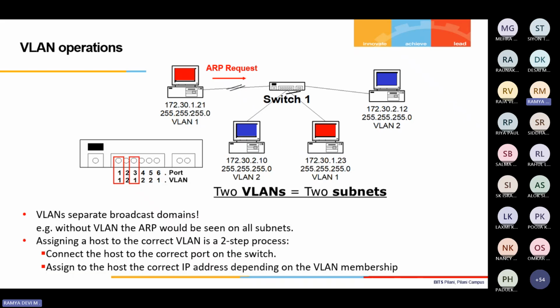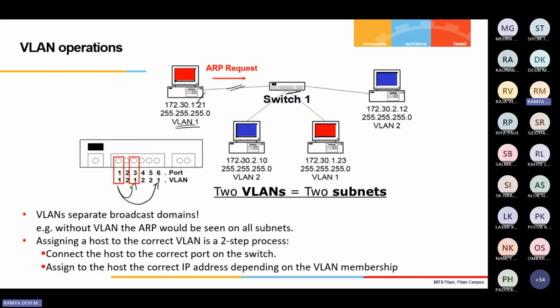Why? Because this system is sending a request. It is configured to VLAN 1, so it will be broadcast to port number 3 and also to port number 6. Why? Because 3 and 6 are part of VLAN 1. It will not be forwarded to 2, 4 and 5. This is how it limits the broadcast domain.